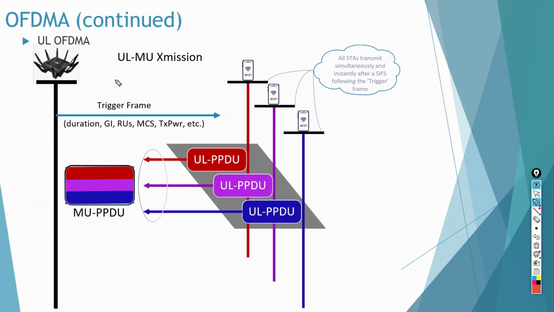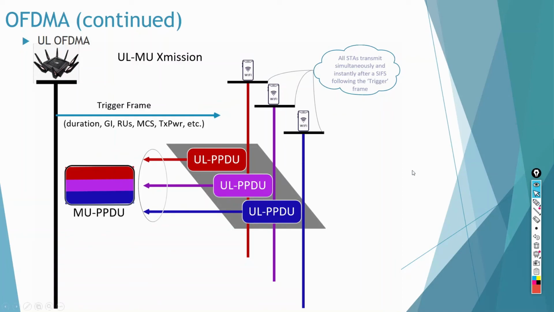Okay, so let me clear things because it would be more clear. So now we sent a trigger. All stations will wait for a SIFS, and immediately at the same time, or within a small tiny drift in time, these clients will transmit at the same time, and then it will be grabbed by the access point as a multi-user PPDU. So the trigger frame is used to solve this time sync.